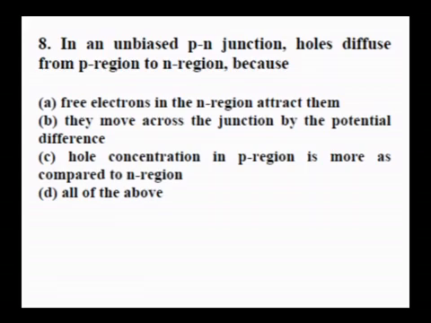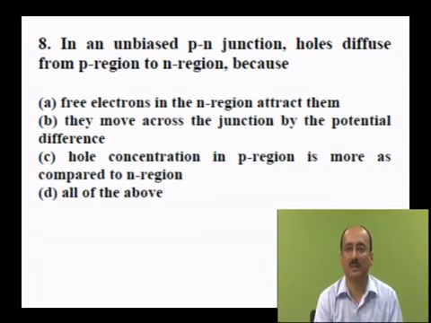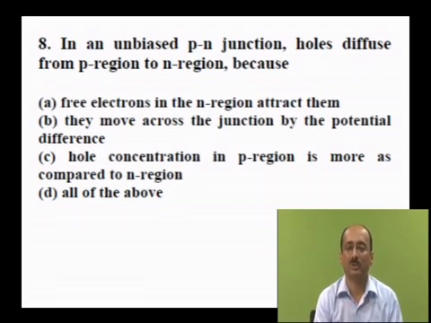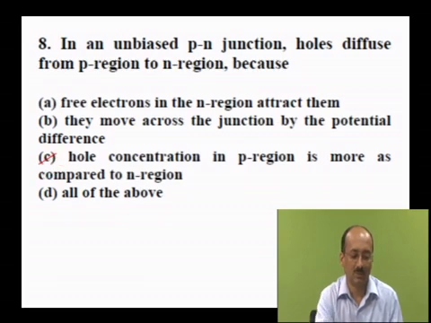In an unbiased PN junction, holes diffuse from P region to N region because free electrons in the N region attract them. They move across the junction by the potential difference. Hole concentration in the P region is more as compared to N region. All of the above. Now generally when you say holes diffuse from P region to N region, essentially diffusion is a process which depends on the concentration gradient. If holes are diffusing, naturally it means that in the P region they are more in number, hence they are diffusing to the N region. So the answer will be C. Hole concentration in the P region is more as compared to N region.